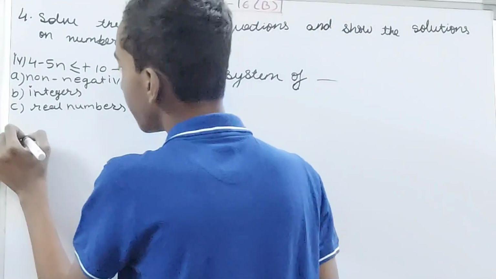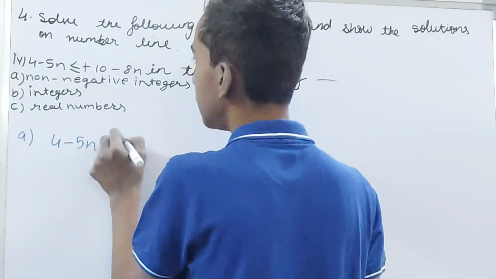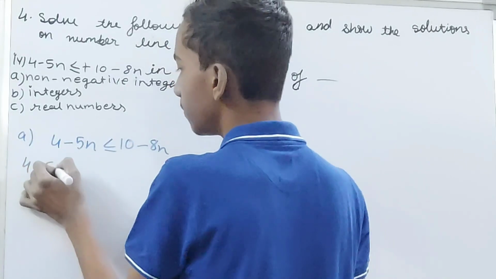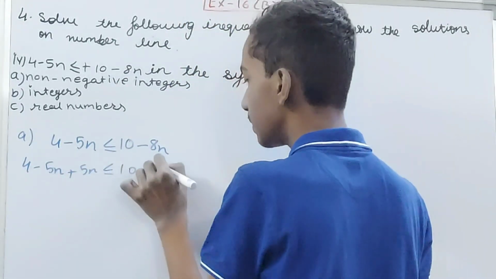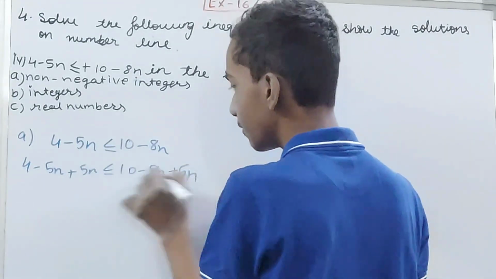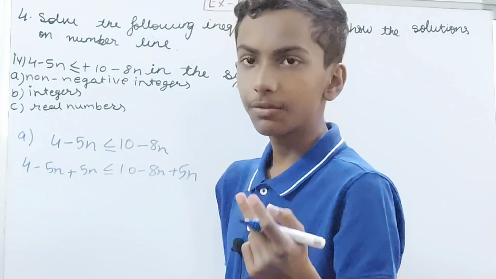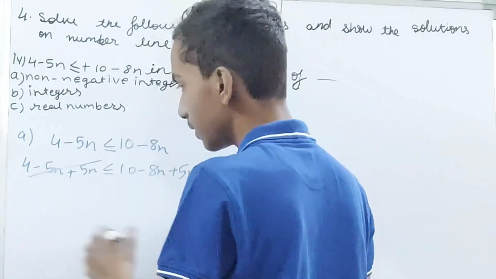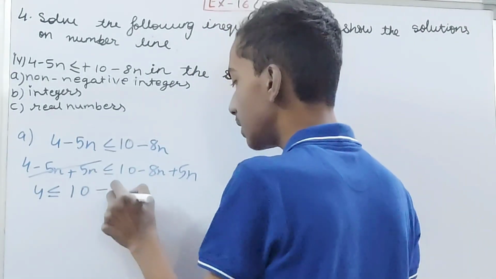You can see here we have got 4 minus 5n is less than or equal to 10 minus 8n. So 4 minus 5n plus 5n is less than or equal to 10 minus 8n plus 5n. Plus 5n I am adding to get rid of this minus 5n. Whenever two n's are there, get rid of the smaller n. So minus 5n plus 5n cancel. 4 is less than or equal to 10 minus 3n.